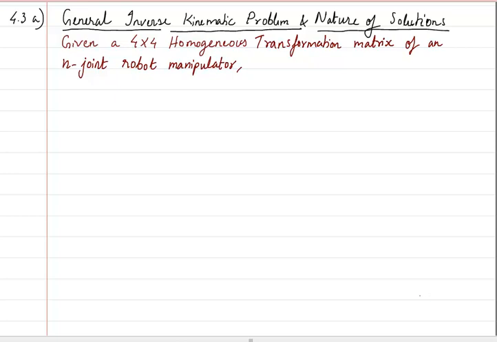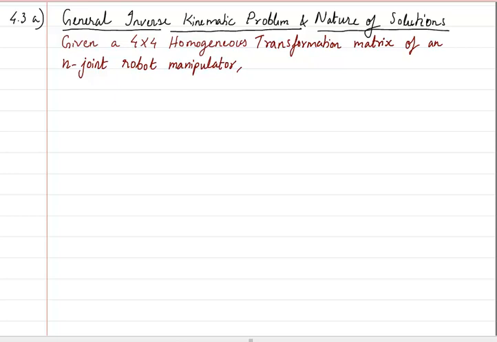The inverse kinematic problem is that, given a 4 by 4 homogeneous transformation matrix of an n joint robot manipulator, we know that if a robot has n joints, the final transformation matrix connecting the end effector to the base frame will be given by a 4 by 4 homogeneous transformation matrix. If suppose you have n joints, then the end effector will be the nth frame, if you remember the DH convention.